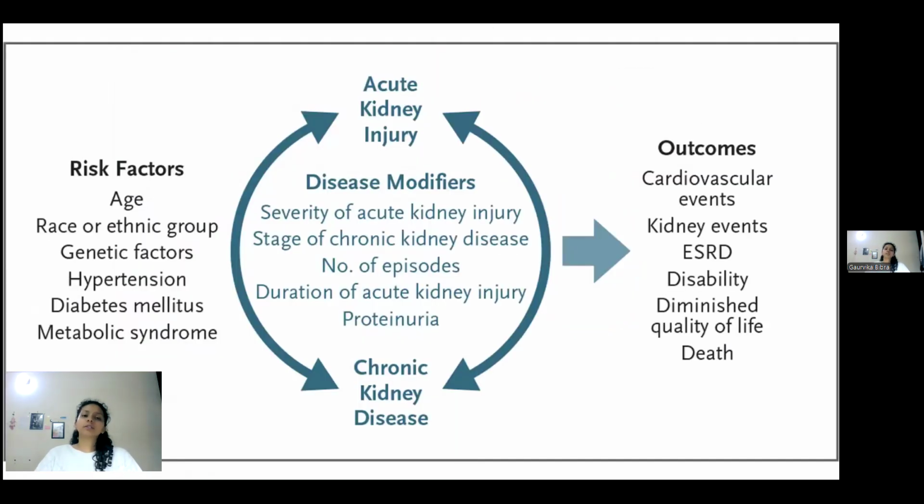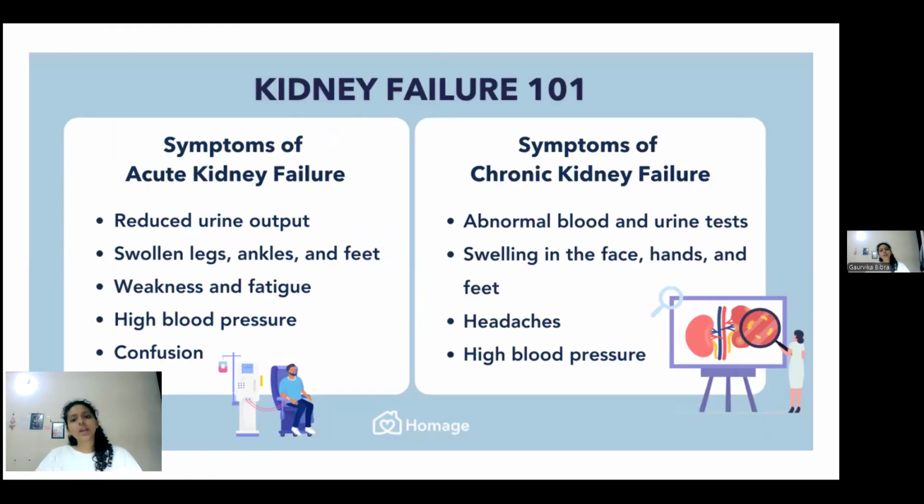Now, some of the risk factors which may transform acute into chronic kidney disease are age, race or ethnic group, genetic factors, hypertension, diabetes mellitus, metabolic syndrome, leading to outcomes such as cardiovascular events, kidney events, end-stage renal disease, disability, diminished quality of life, and death.